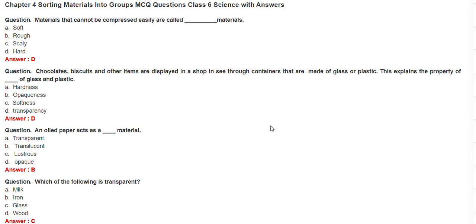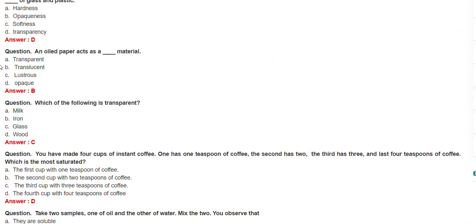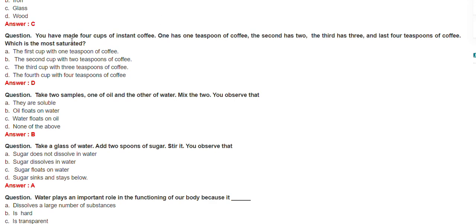ट्रांसपेरेंसी से हमें दिखाई देगा। सो नेक्स्ट उसके बाद है: an oiled paper acts as a dash material. आंसर है ट्रांसलुसेंस। आंसर B है ट्रांसलूसेंट। Which of the following is transparent? Milk, iron, glass, wood. Glass is transparent.